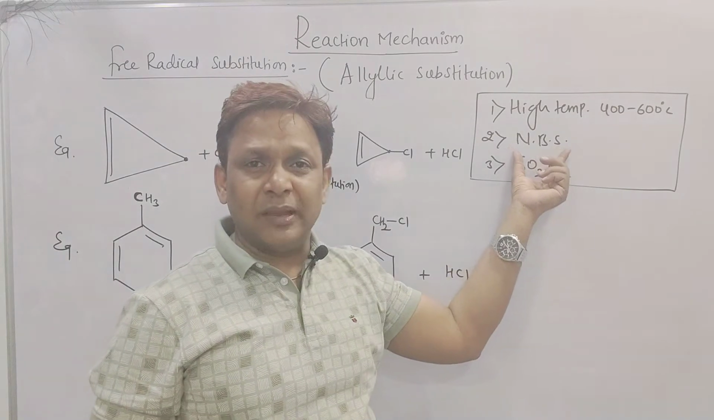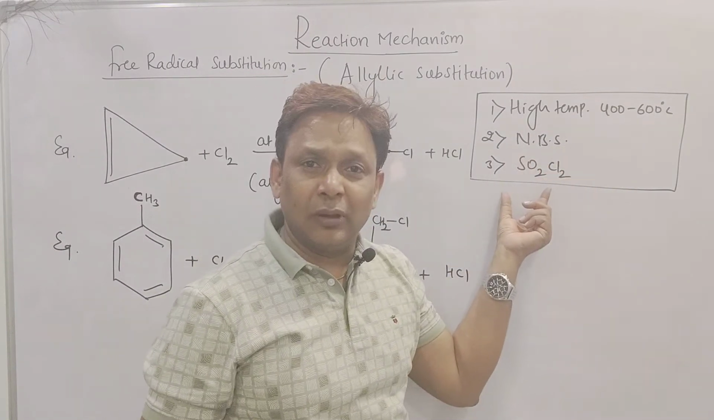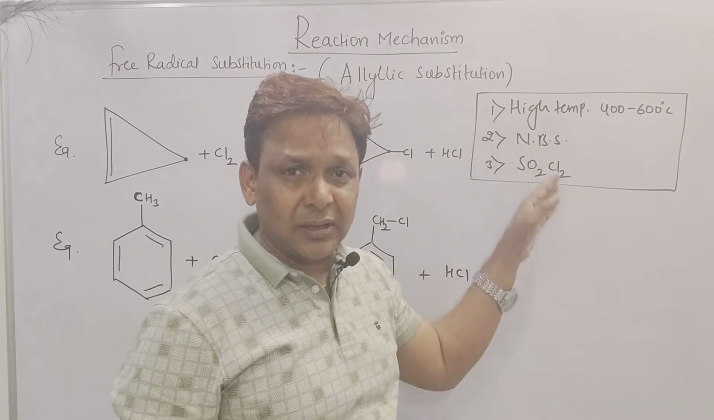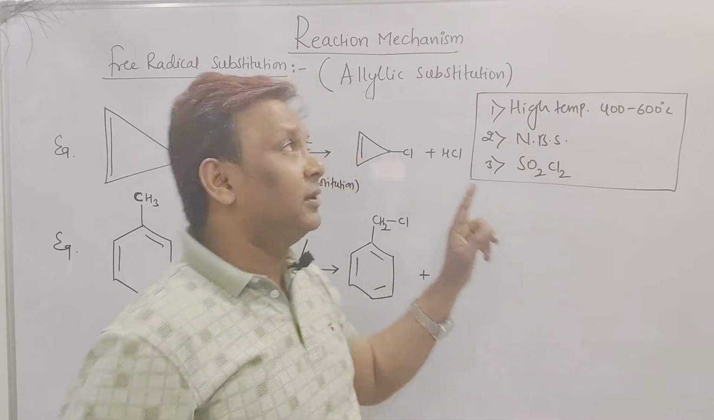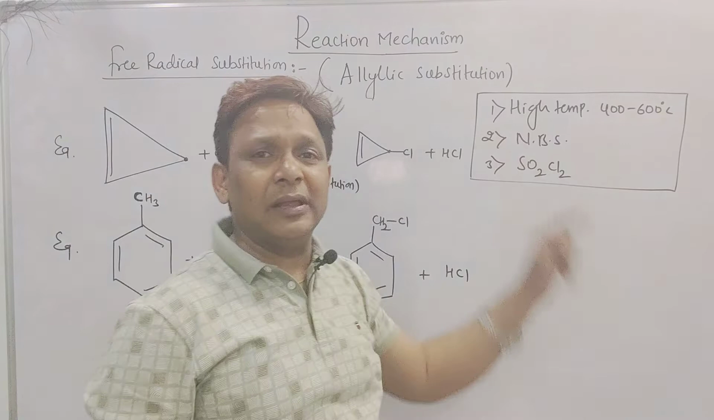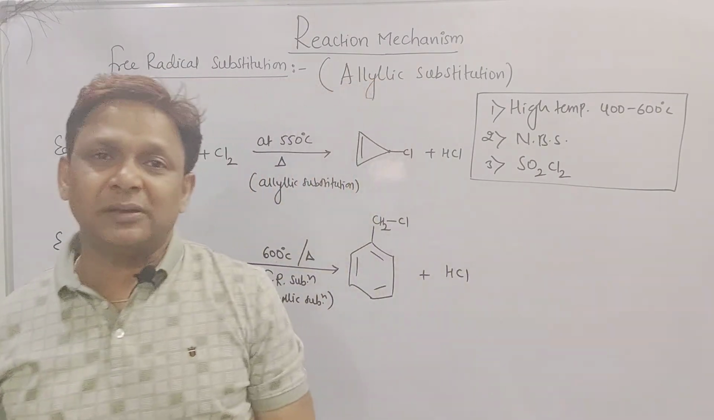In presence of NBS, what is NBS? N-bromosuccinimide. In presence of sulfuryl chloride, what is sulfuryl chloride? SO2Cl2. In presence of any one of these three, it always favors a free radical mechanism, that is free radical substitution, and that will be called allylic substitution. Right? Take a screenshot, beta. Some more examples we will see.